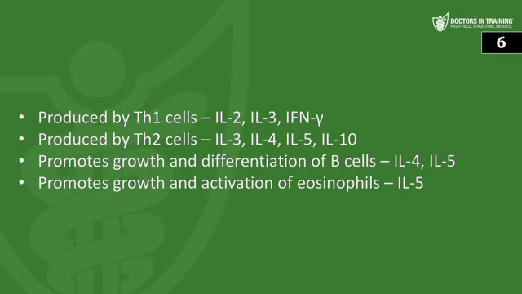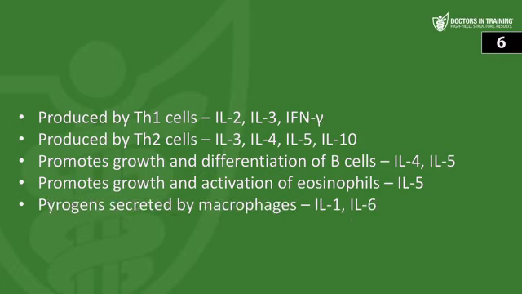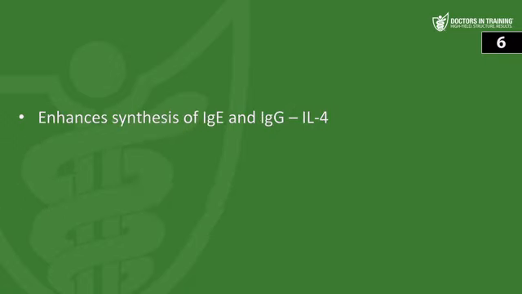Promotes growth and activation of eosinophils is IL-5. Remember, that's associated with mucus. Pyrogens secreted by macrophages include IL-1 and IL-6. Enhances synthesis of IgE and IgE is IL-4. Remember, E and G is in beg for it. Enhances synthesis of IgA is IL-5. Again, think of secretory IgA and mucus.